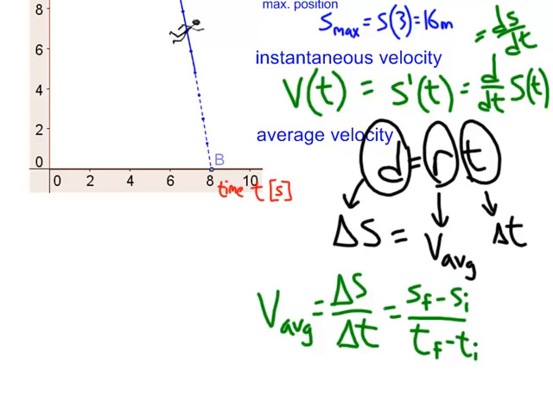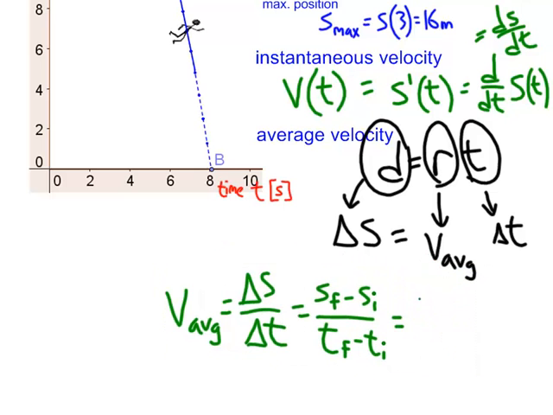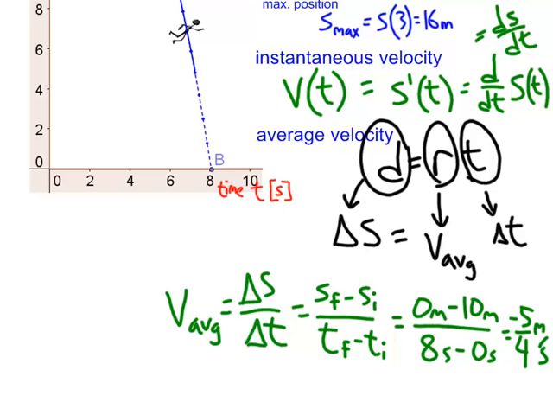And just a moment ago, I may have gotten that backwards. I may have implied initial minus final over initial minus final. And I hope you see that that will give us the same result. So excuse me for that little confusion there. But in this particular case, his final position was 0 meters minus his initial position of 10, over a final time of 8 seconds minus initial time of 0 seconds. That would give us negative 10 over 8, which is negative 5/4 meters per second.